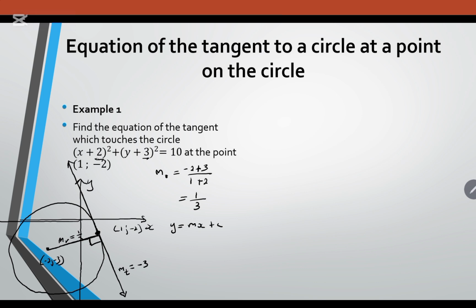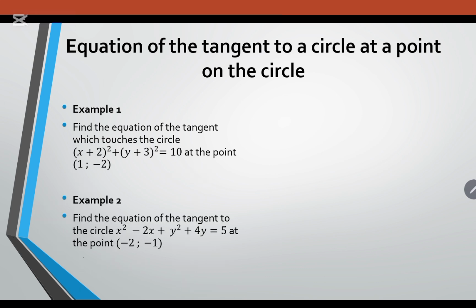Therefore, we can now find the equation of the straight line. y is equal to mx plus c. We have the gradient of the tangent, so y is equal to -3x plus c. Now, the point of contact is the point on the tangent and the point on the circle. So we're going to take that point and substitute it in this equation. So -2 is equal to -3 into 1 plus c. Therefore, c is equal to 1. Now, we can replace it there. Then the equation of the tangent is y = -3x plus 1. So this is the equation of the tangent to the circle.